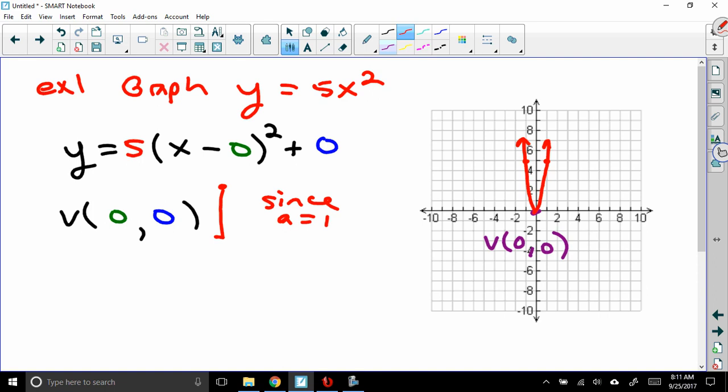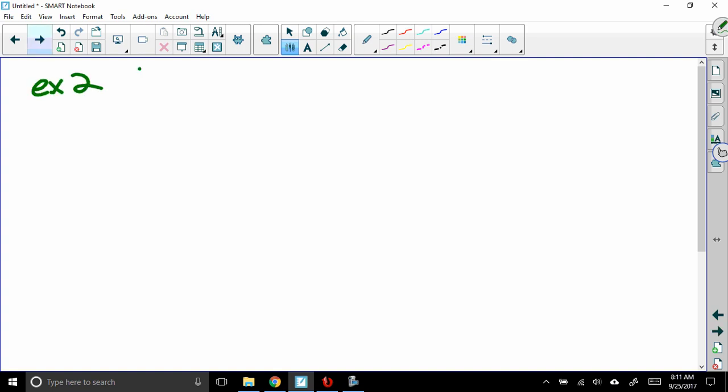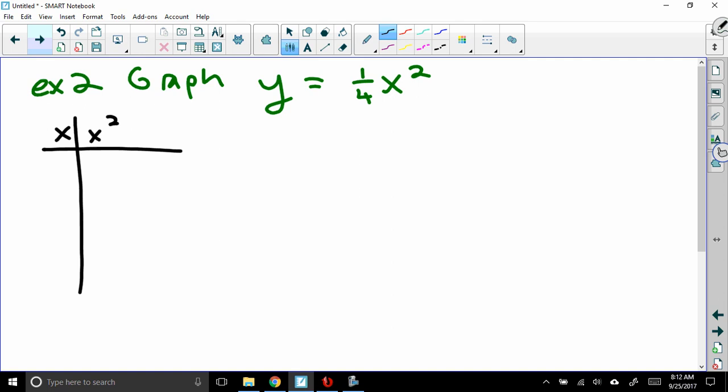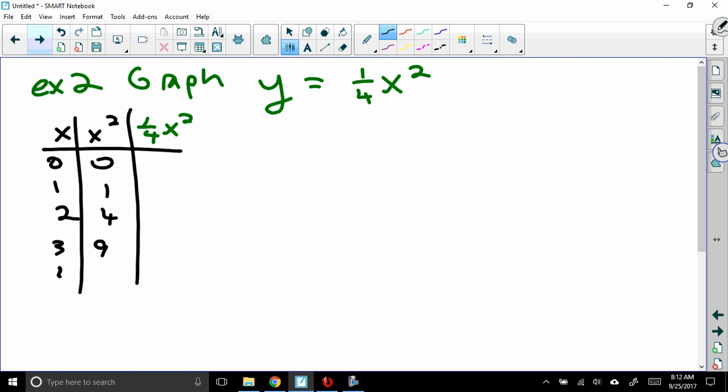Okay. So where things get a little bit dicey is this next one. Example 2. Graph y equals 1/4 x squared. Ooh, fractions. We sometimes despise them. I'm going to start up a table of values, x and x squared for the parent function, and then 1/4 x squared. So I know my parent function goes through the origin. I know my parent function goes through 1, 1, and 2, 4, and even 3, 9, and even 4, 16.